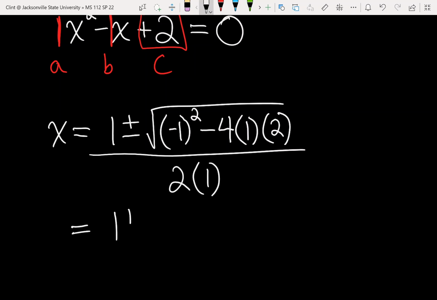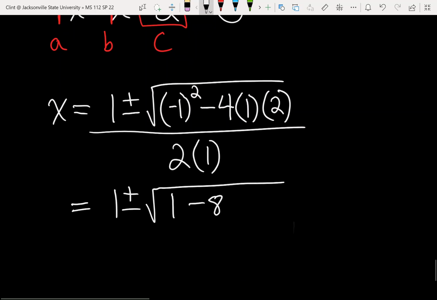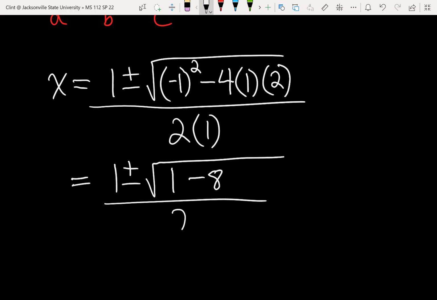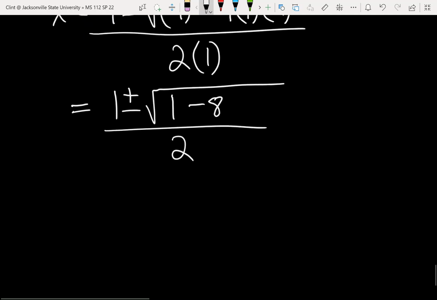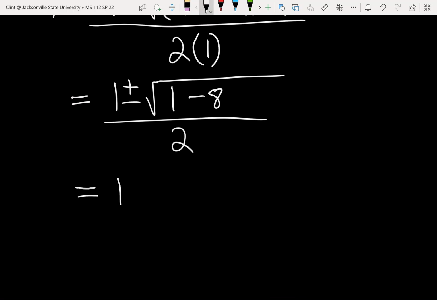So let's work our way through it. Negative 1 squared is positive 1. And then we've got minus 4 times 1 times 2, so that is minus 8, over 2. Anybody notice anything about the discriminant? About the part underneath the radical? It's going to come out negative. So negative 7. So what kind of solutions are we going to get? If we have a negative discriminant, we're going to get complex solutions.